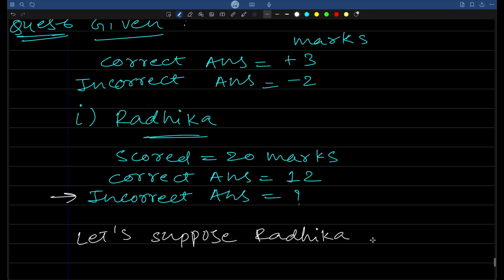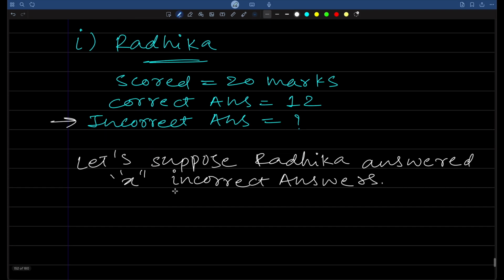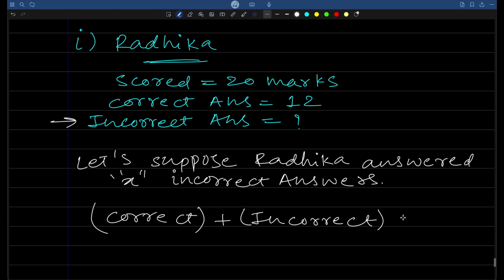Radhika answered x incorrect answers. Now for every correct answer, correct plus incorrect, that is equals to total score.